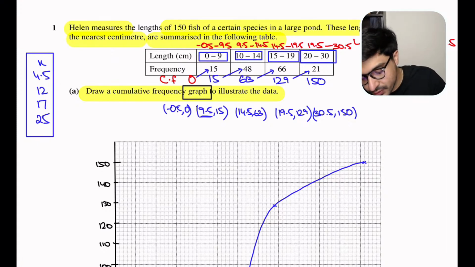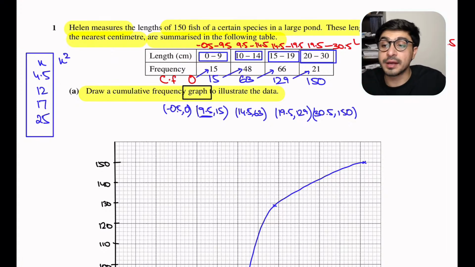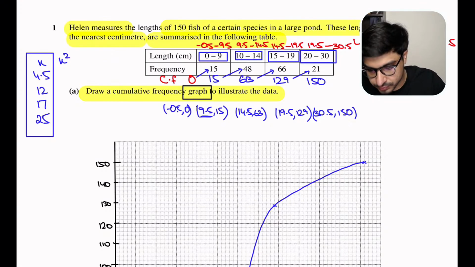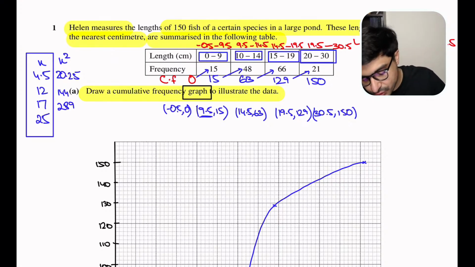Now each middle value has to be squared, and then multiplied with the frequency. So 4.5 square is going to be 20.25. 12 square is going to be 144. 17 square is going to be 289. And 25 square is going to be 625, right?